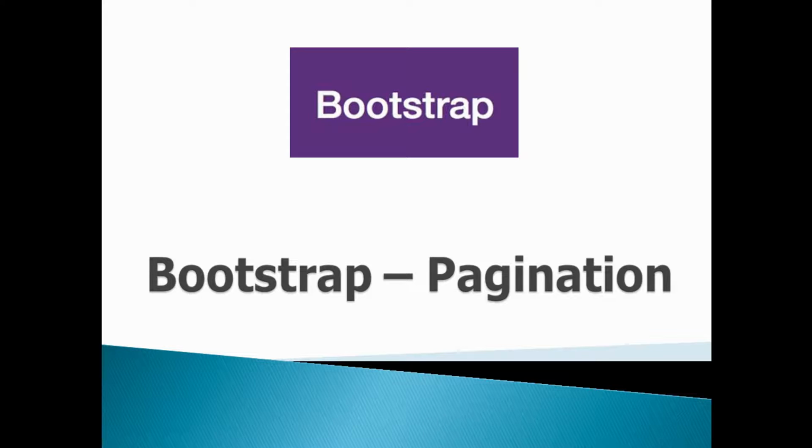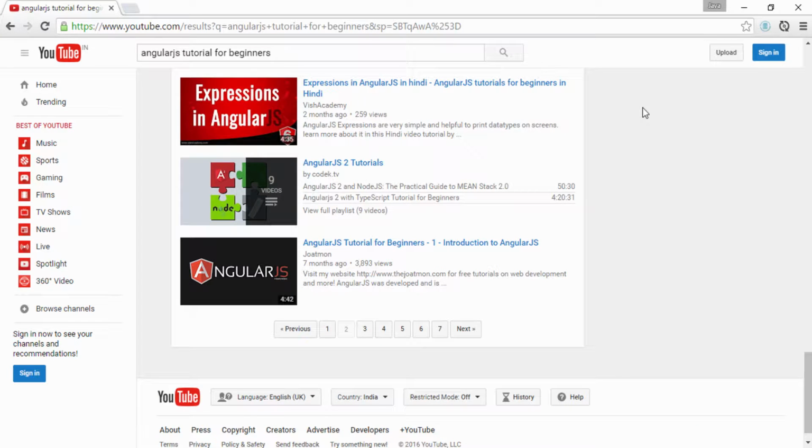Friends, in this tutorial we will discuss pagination. So what is pagination? Pagination is nothing but the navigational links provided to your website so that the user can browse to different pages. If I open my browser, you can see in YouTube, if we make any search, at the bottom we can see many buttons. These are nothing but pagination links. Here currently I am on page 2, so I can browse to any page.